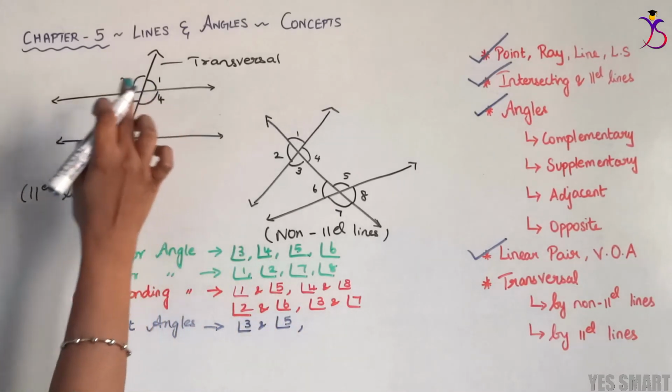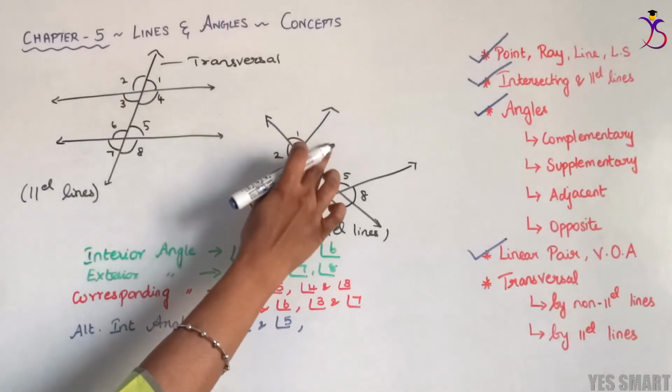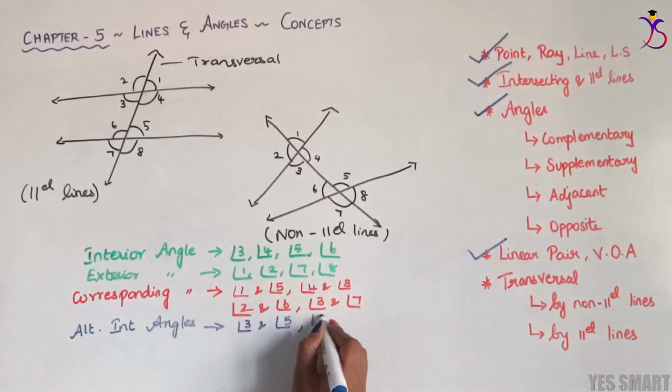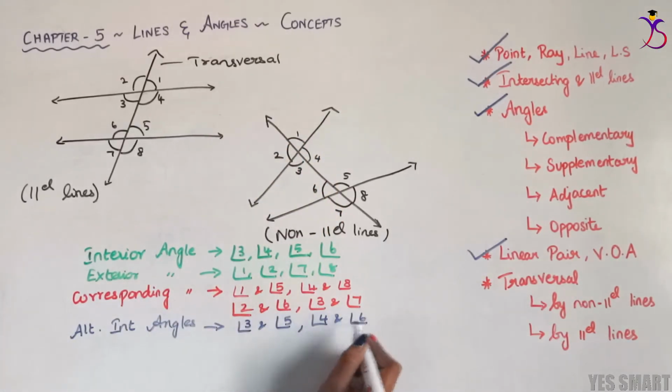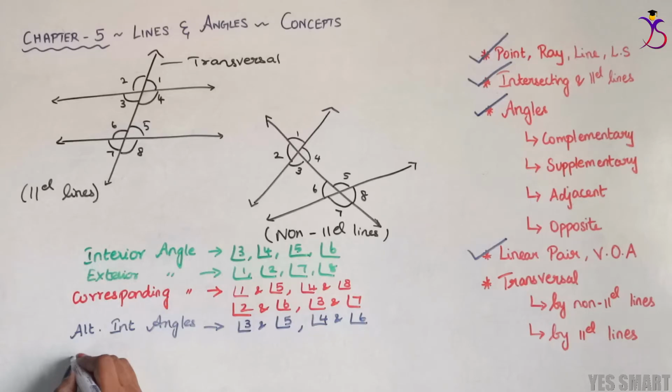Similarly, angle 4 and angle 6 are alternate interior angles, because they lie alternate in a diagonal position, and also they lie interior. Therefore angle 4 and angle 6 are alternate interior angles.